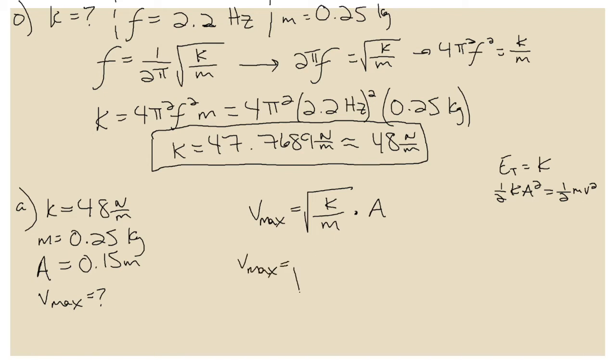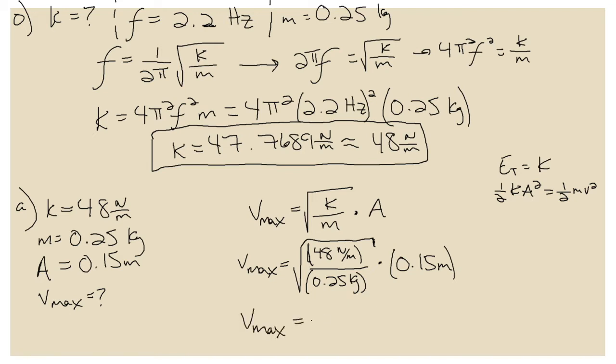We have Vmax equals the square root of K over M, so that's going to be 48 newtons per meter over the mass, which is 1/4 of a kilogram. And then we close up that square root, and we multiply that by the amplitude, which is 0.15 meters. And so when you do that math, plugging in all those numbers, making sure you have everything in the right spot, you end up getting a maximum speed of 2.1 meters per second. And that is it for part A.